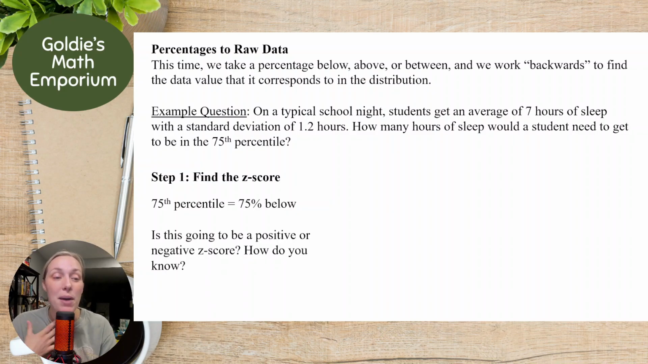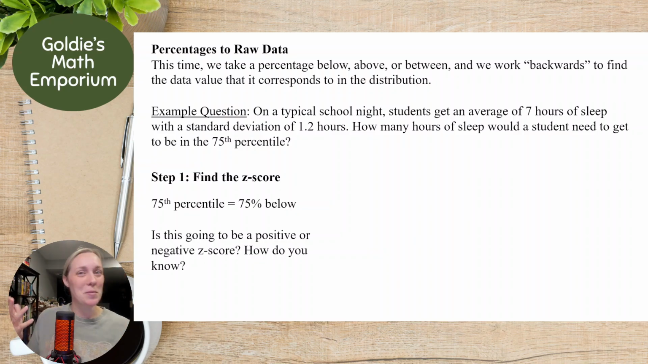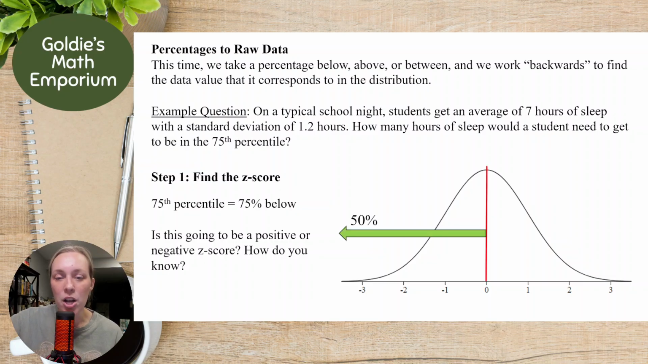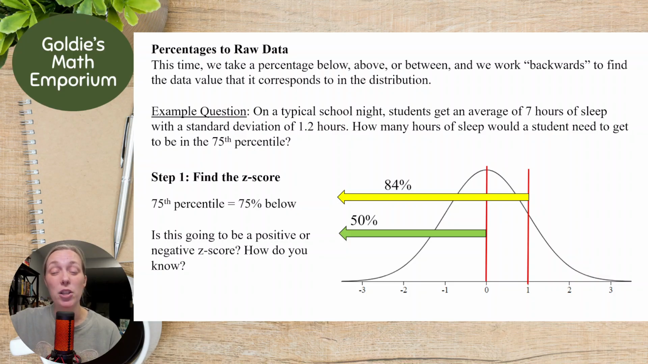Now, is this going to be a positive or negative z-score, and how do you know? I just phrase this question to help you think about it, to tie it into what we already know with the standard normal curve. So here's our standard normal curve. It's a curve of z-scores, centered at 0, with 1 standard deviation, out to 3. We know that 50% is below the mean, and we know that 84% is below 1 standard deviation. We know those percentages from the empirical rule that we've talked about.